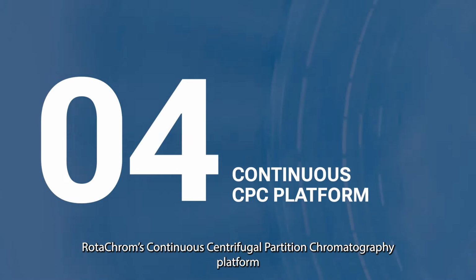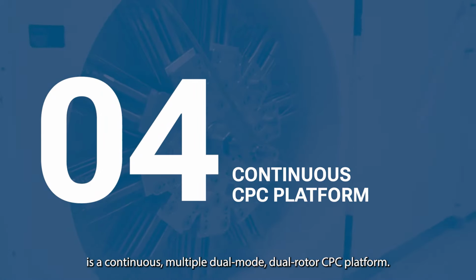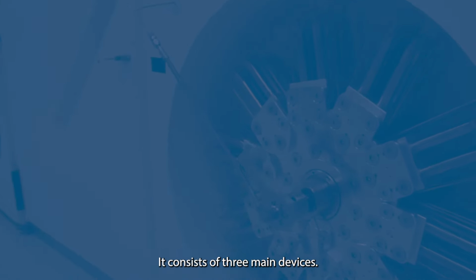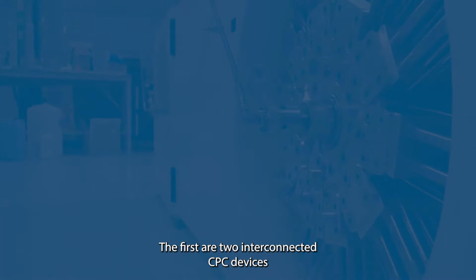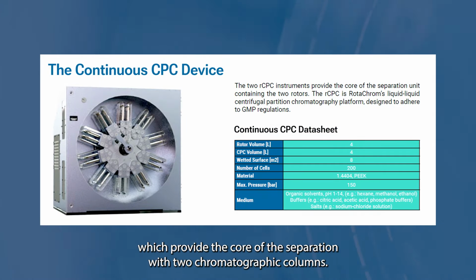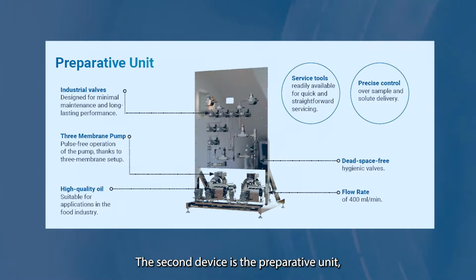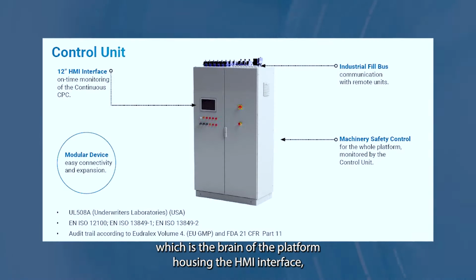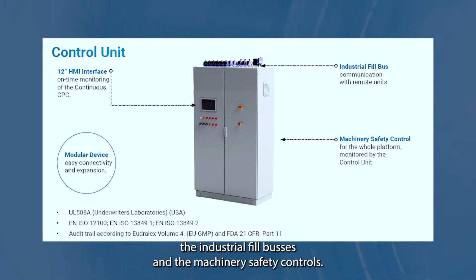RotaChrom's continuous centrifugal partition chromatography platform is a continuous, multiple dual-mode, dual-rotor CPC platform. It consists of three main devices. The first are two interconnected CPC devices, which provide the core of the separation with two chromatographic columns. The second device is the preparative unit, which hosts the industrial valves and the three-membrane pump. And finally, the control unit, which is the brain of the platform, housing the HMI interface, the industrial fieldbuses, and the machinery safety controls.